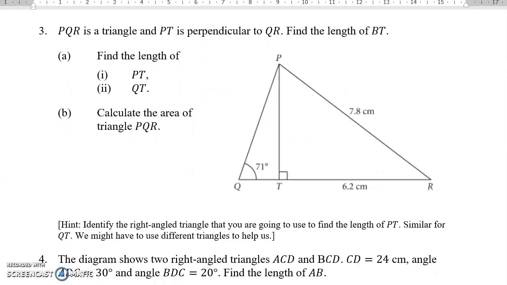Okay, question 3, we have PQR as a triangle and PT perpendicular to QR. They want us to find the length of PT. Oh, sorry, it should be PT here. Okay, error. This should be PT. So the hint given is that we need to identify the right angle triangle that we will use to find the length of PT. There are two right angle triangles here. Which one has sufficient information for us to find PT?